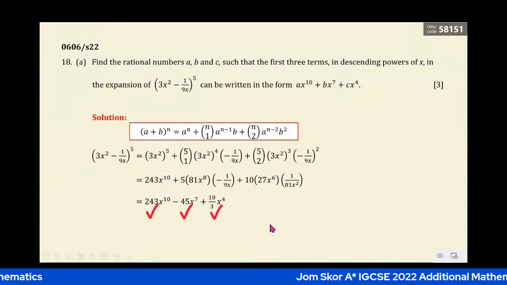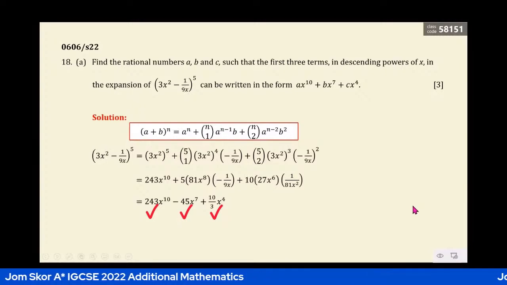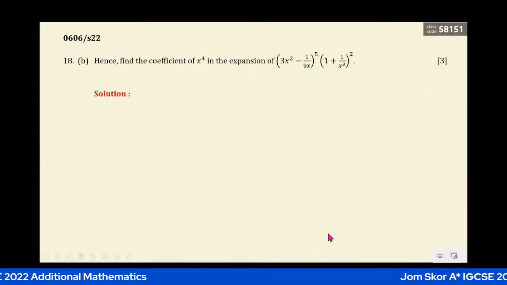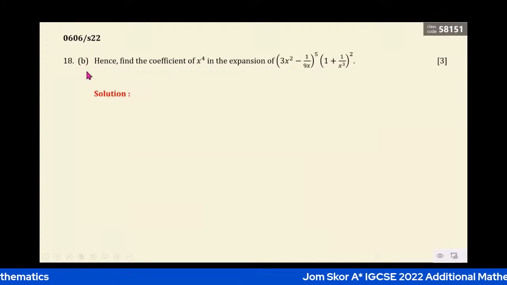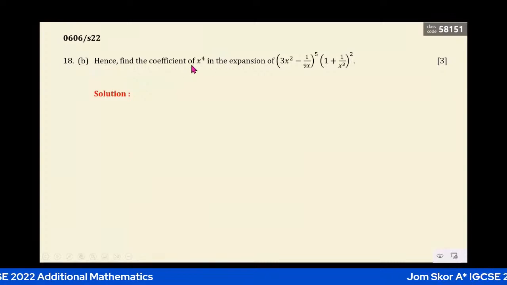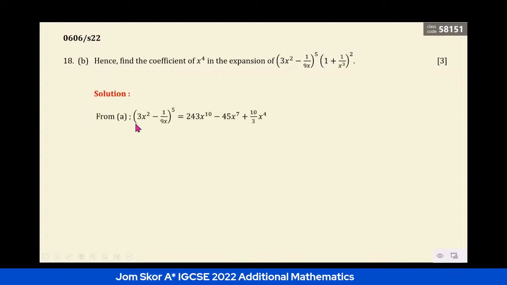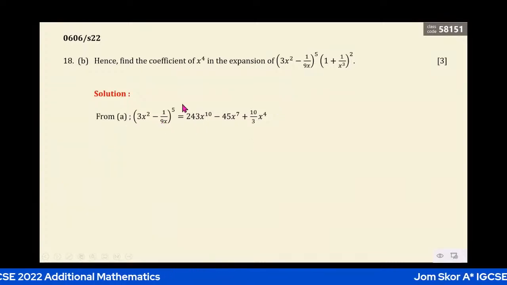Okay, right. So this is for 18A. Kita habiskan soalan nombor 18 and then after that teacher bagi break sekejap. Alright. 18B. Now question asks you to hence. When you hence kat sini maksudnya you have to use whatever you have in 18A. Okay, find the coefficient of x to the power of 4 in the expansion of this. Nampak yang ini sama macam tadi kan? Okay, so this is what we have in A. Okay, in 18A. Dah dapat dah yang ni cantik.